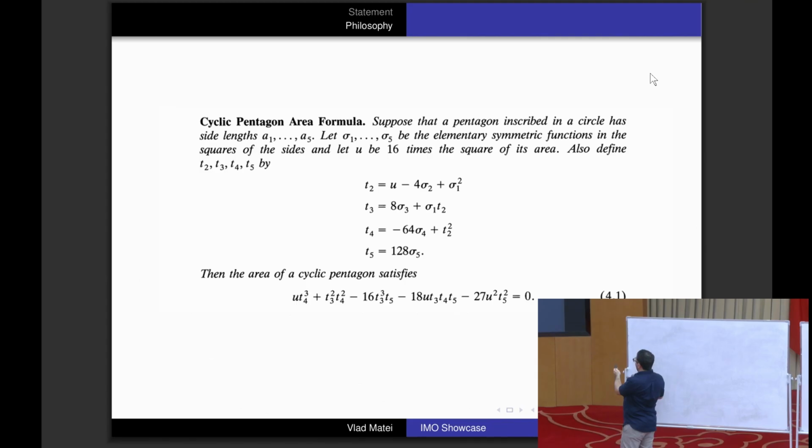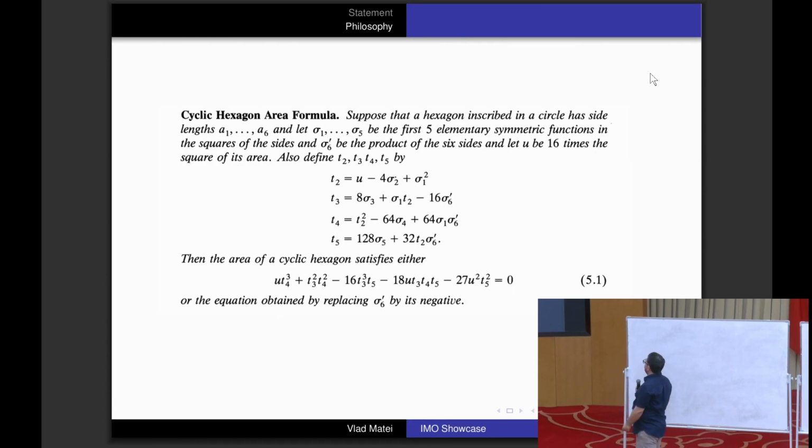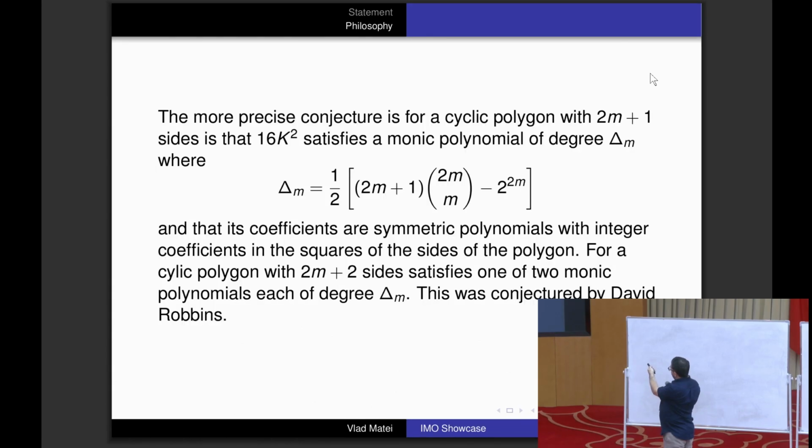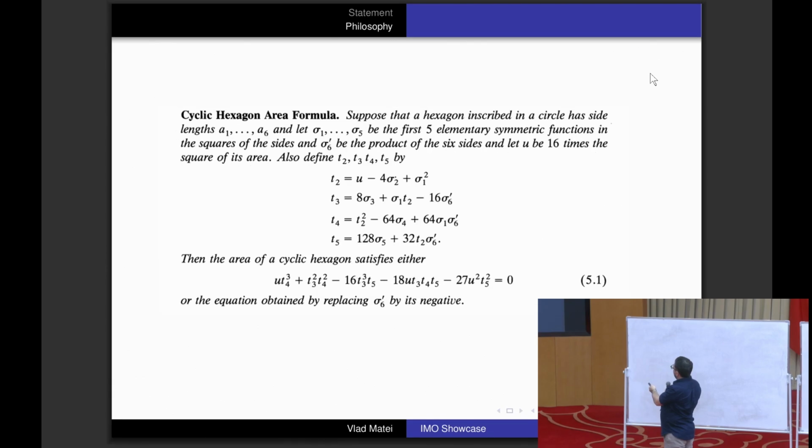let me show you one more formula. Okay, this is even a bit uglier. So again, there are these T2, T3, T4, T5 that you have. And you have these elementary symmetric functions. And again, you can write out this polynomial. Again, it has the correct degree predicted here. Okay, so that's the predicted degree of it.